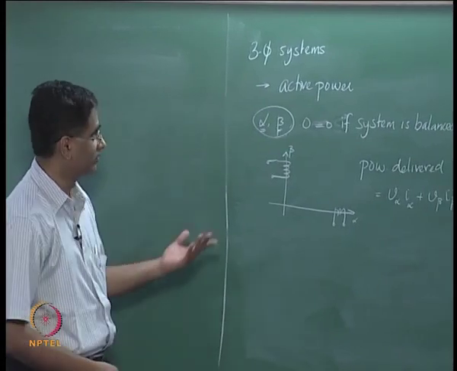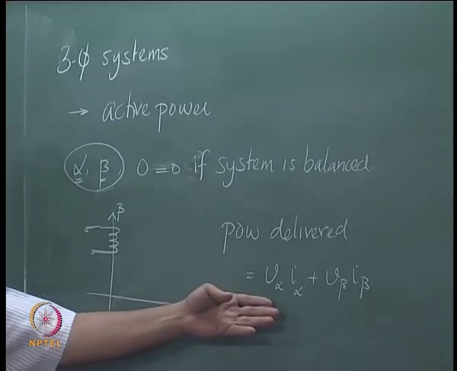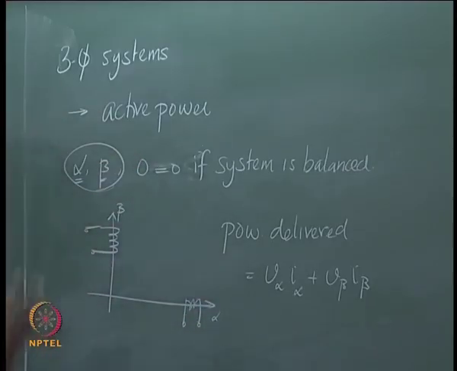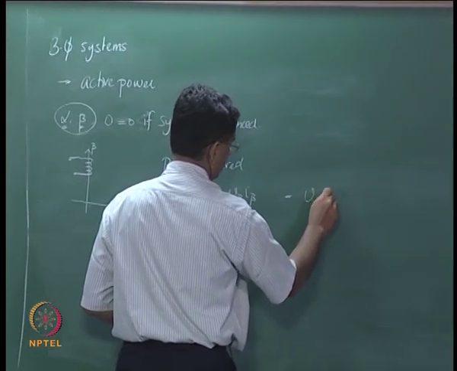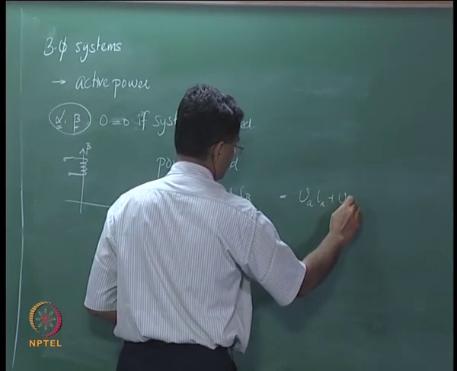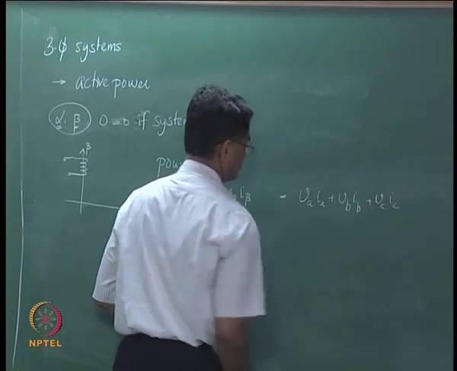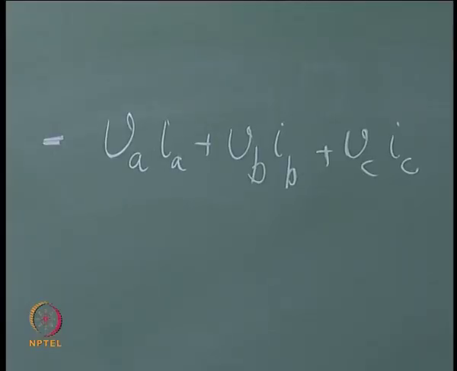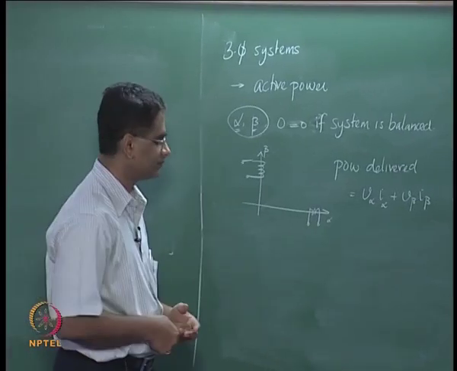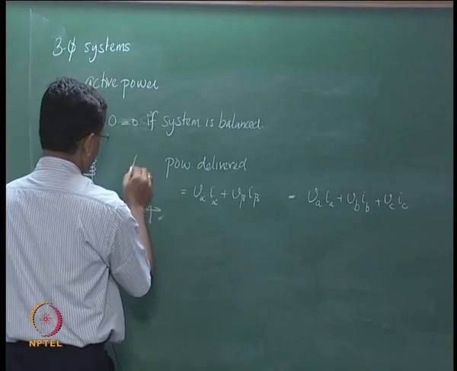Now we have actually converted your 3-phase system to the 2-phase system. If you go back, use the inverse relationships and try to derive what would be this expression in terms of 3-phase variables, you will find that this is equal to VA into IA plus VB into IB plus VC into IC. And this is the familiar expression for the active electrical input to a 3-phase system, and this is active power delivered.